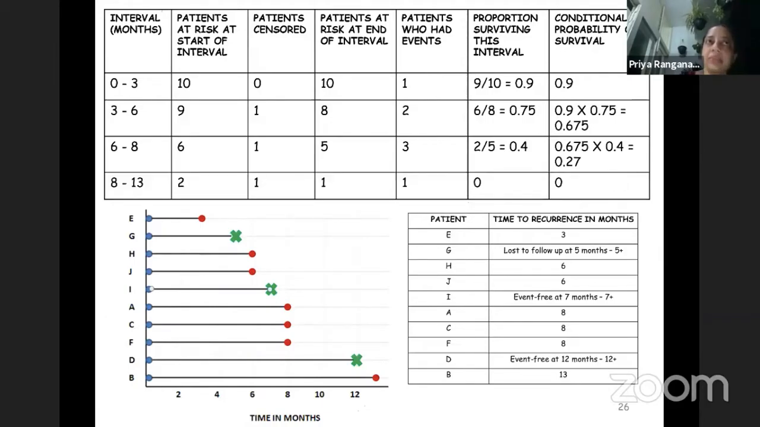You don't need to do this manually. This was just for your understanding. Any statistical software will do this for you, provided you have a date of starting, which could be date of randomization or date of surgery or date of diagnosis. You have an end date, which is the date of follow-up, and you have a status at follow-up. Is it event or no event? It will automatically draw up this graph, and it will automatically censor and do this entire process for you.